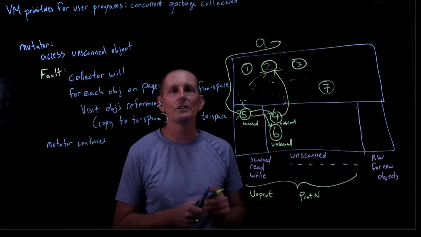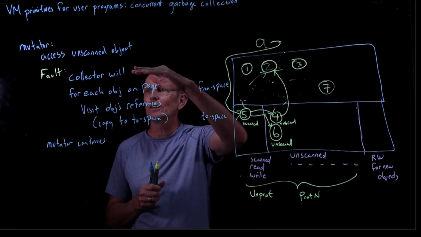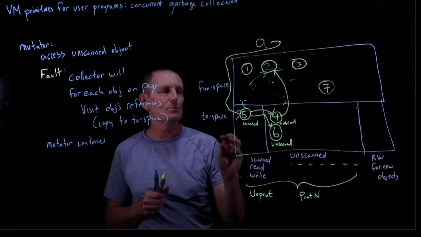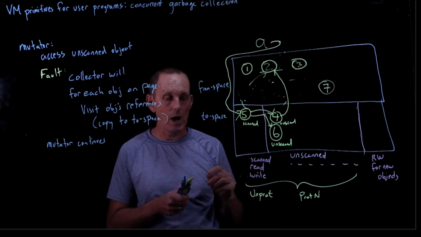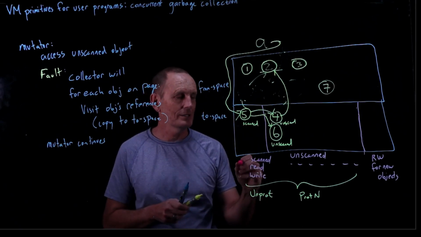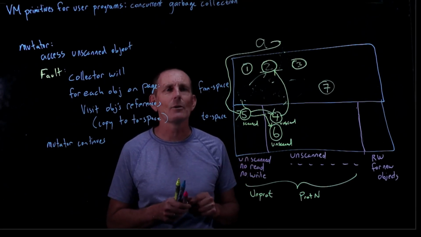There's actually one more call that's being used, and that is, how is it that the collector could go through each object on each page? How did it have access to 5 here? Because 5 was no read and no write. Right? At the time this was unscanned. It couldn't read and couldn't write that. So how did that work?